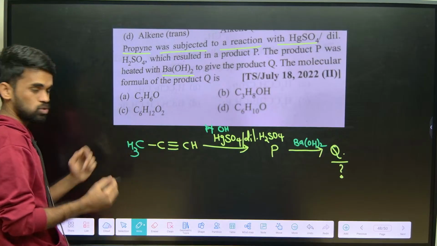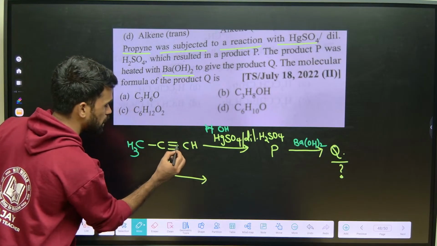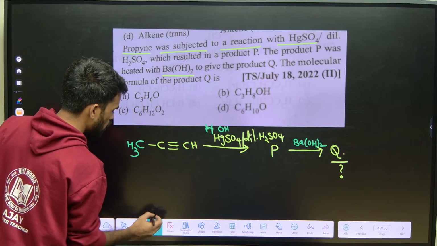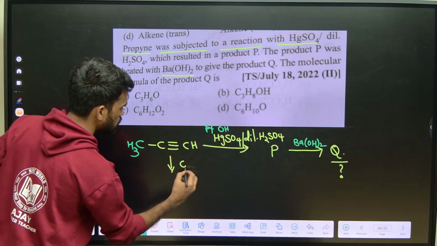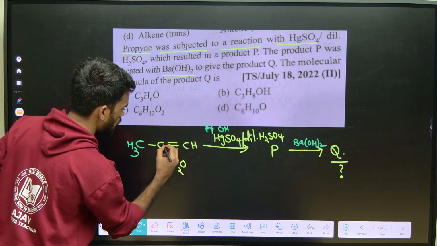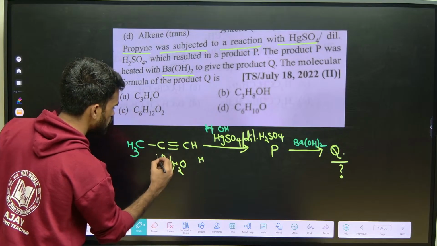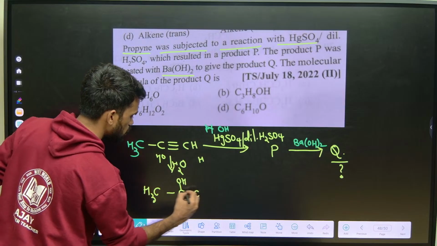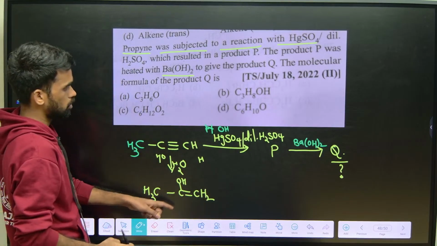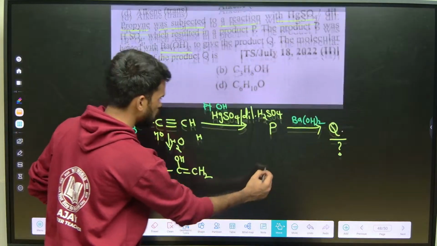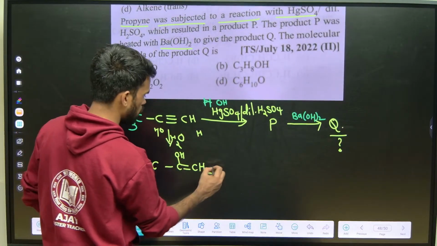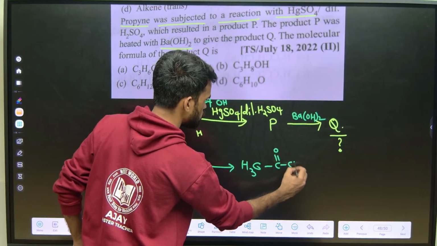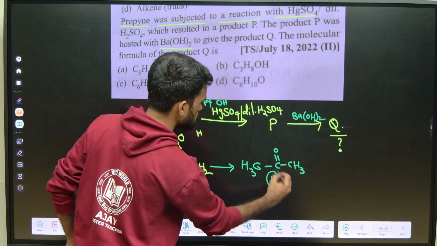Just now in the previous question we did the same thing. So where do we need to add? Hydrogen here, OH here, so that you will get a carbonyl compound here first of all. So you are adding H2O. Add H here, OH here, so that you will get CH3C(OH)=CH2. This is first of all an enol type of product which undergoes keto-enol tautomerism and produces CH3C(=O)CH3. So this is your P.